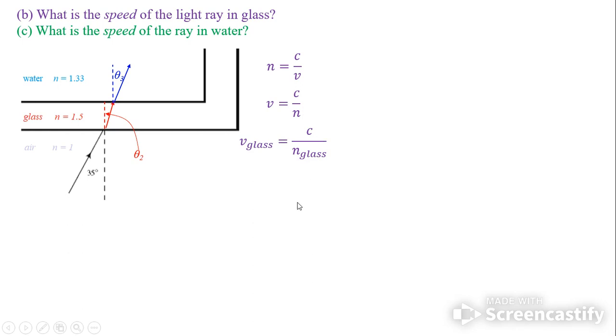And everything else is given to you, so this is just plug and chug now. The speed of light in a vacuum or in air is 3.0 times 10 to the 8 meters per second. The index of refraction for glass is given in the schematic here as 1.5. And the calculation should yield 2.0 times 10 to the 8 meters per second. So that's your answer for part B.